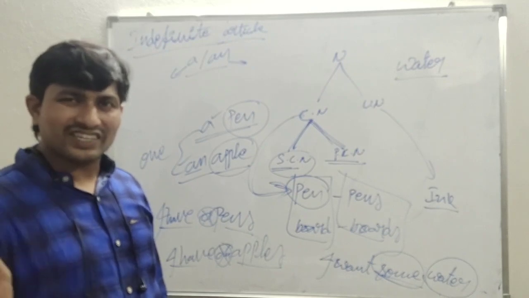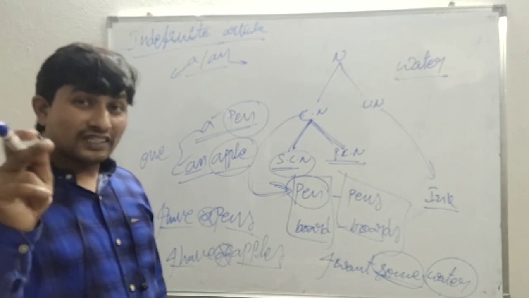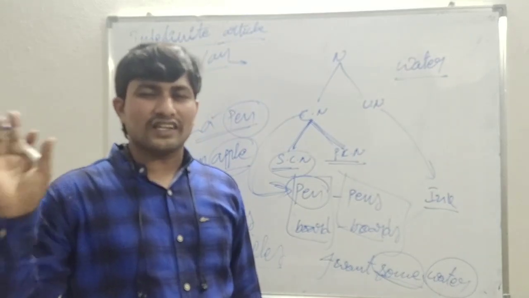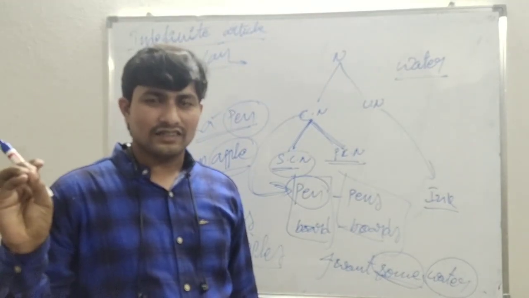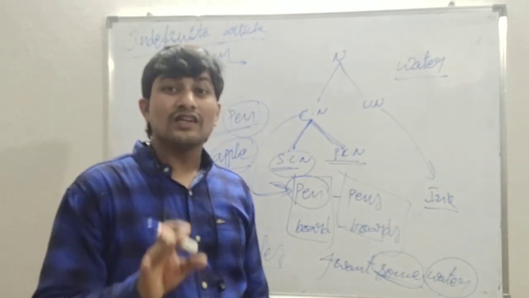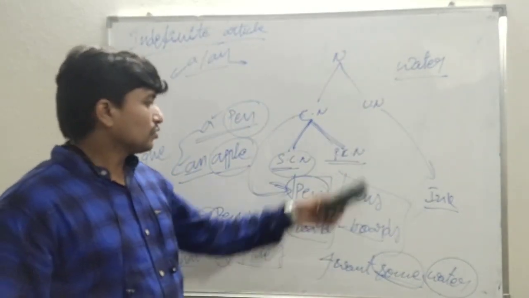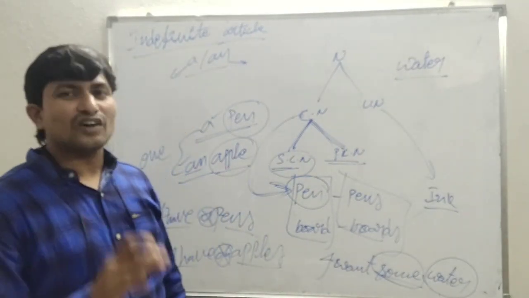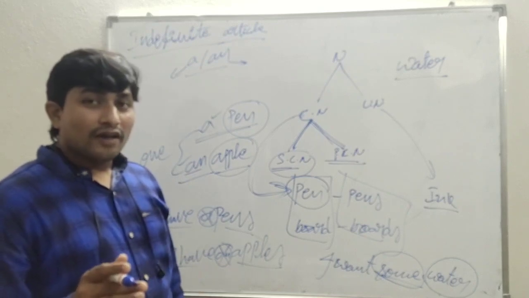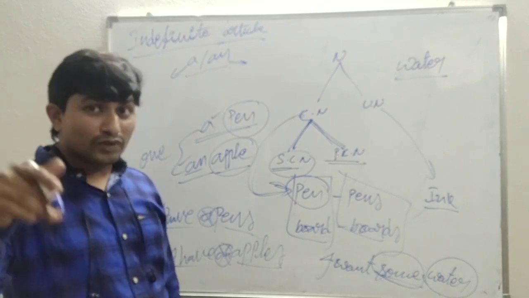I want ink, green ink. I want an ink bottle. Have you understood? I want ink enough. I want ink. I want wood. I want plastic. I want water. So what are these? Uncountable nouns. But I will tell you later how we can use the indefinite article before uncountable nouns also.